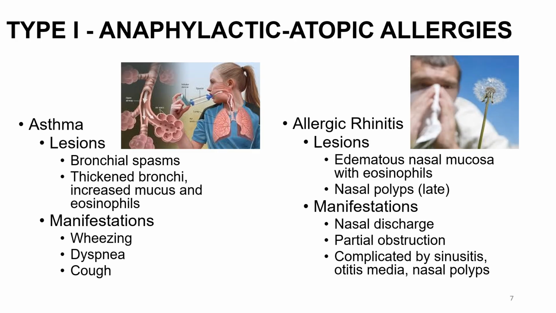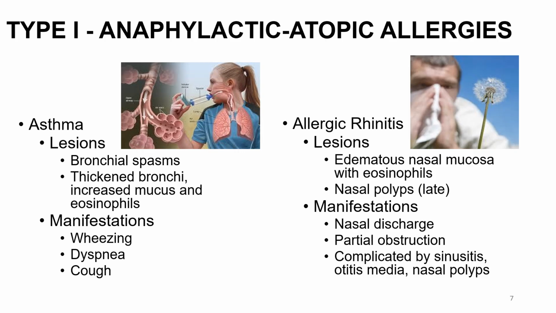This slide brings type 1 hypersensitivity into the real world, where patients, tissues, and histology all start telling the same story. Let's start with asthma. Asthma is type 1. From a mechanism standpoint, this is classic IgE-mediated mast cell activation. From a tissue standpoint, it's a perfect example of how immune reactions remodel structure over time. Histologic lesions you might see include bronchial smooth muscle spasms, thick bronchial walls, increased mucus production, and eosinophil-rich inflammatory infiltrates.